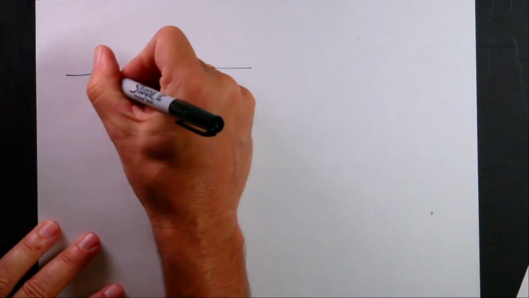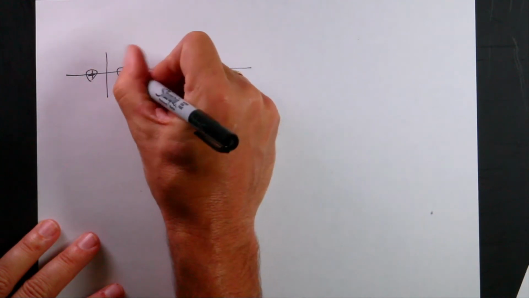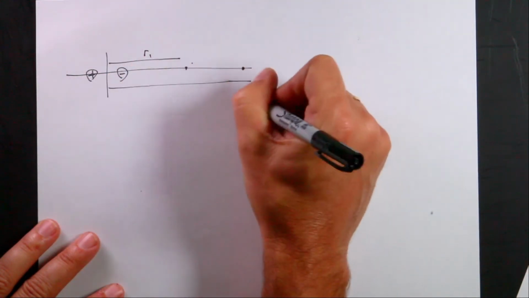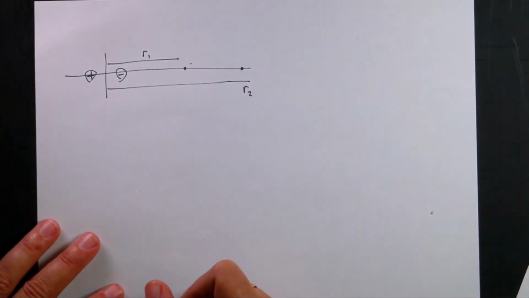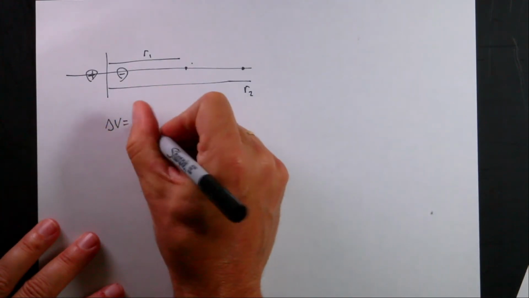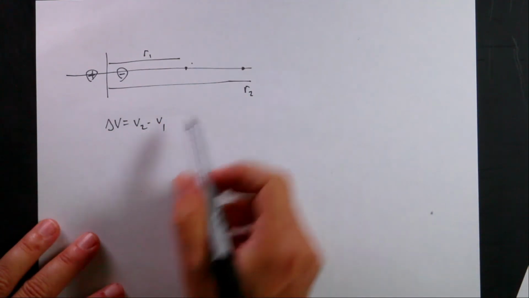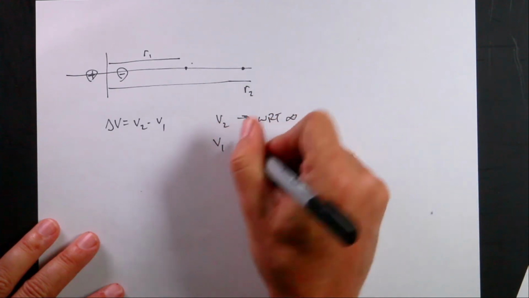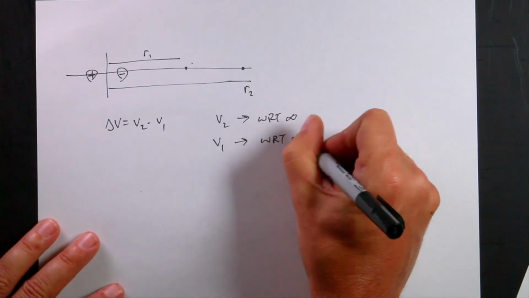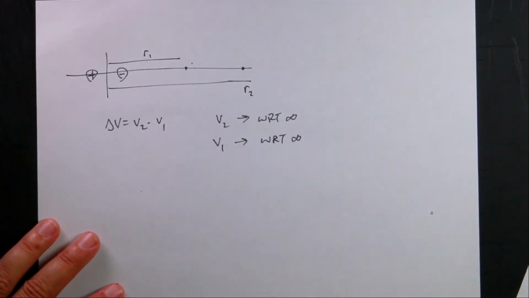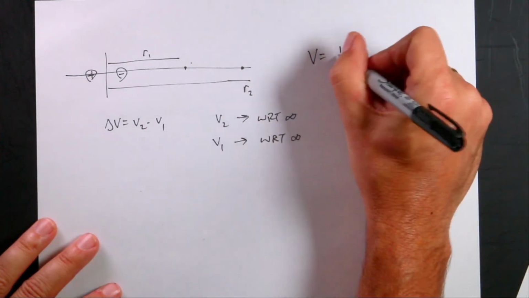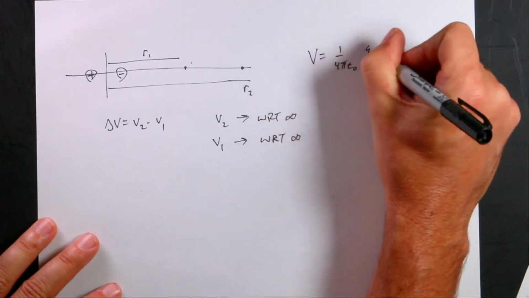Okay, so here is my dipole. I have my plus right there, I have my minus right there, and this is R1 and that's R2. So if I want to find the potential difference, delta V equals V2 minus V1, I can find the potential V2 with respect to infinity, find V1 with respect to infinity, and then just take the difference. For a single point charge, I know that the potential with respect to infinity is V equals 1 over 4 pi epsilon naught Q over R.